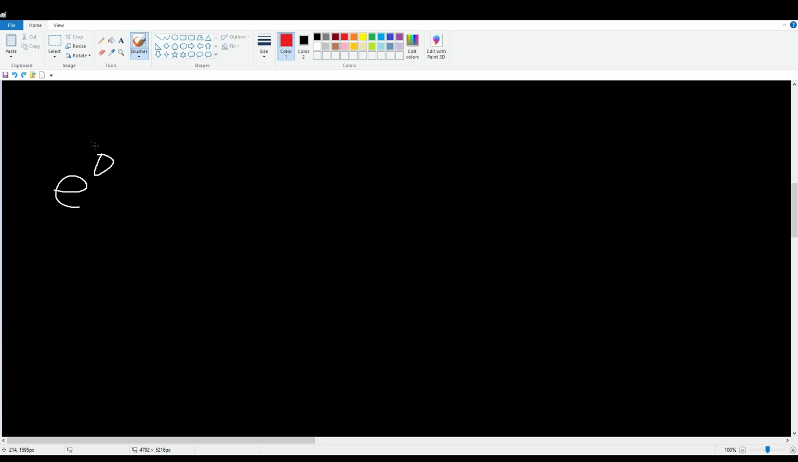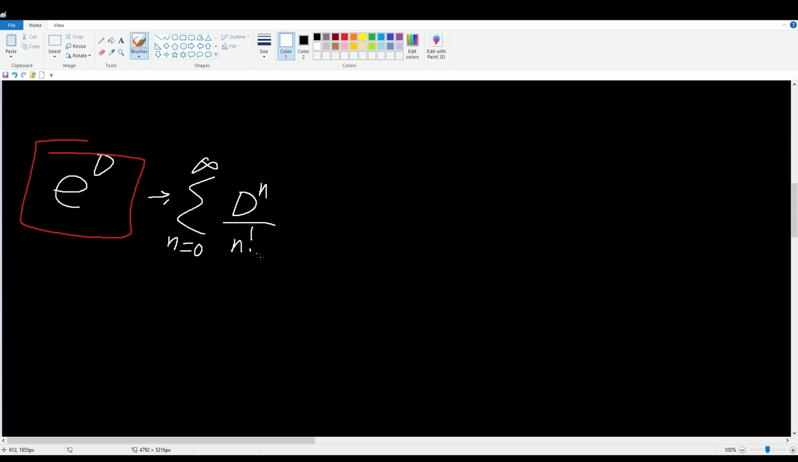So e to the D gives us this operator. If we look at the Taylor series, this gives us the expression D to the n over n factorial. And what does this look like? Well, this looks like just 1 plus the first derivative plus the second derivative over 2 plus the third derivative over 6, and so on, all the way to infinity.